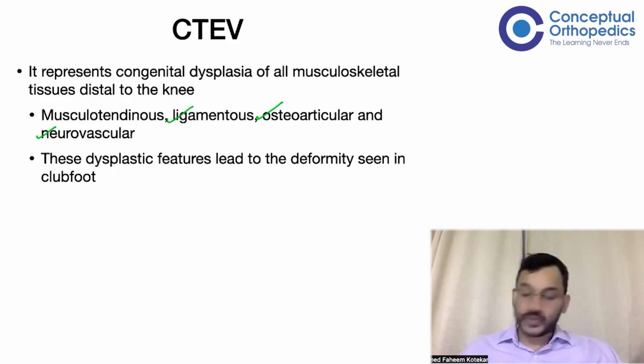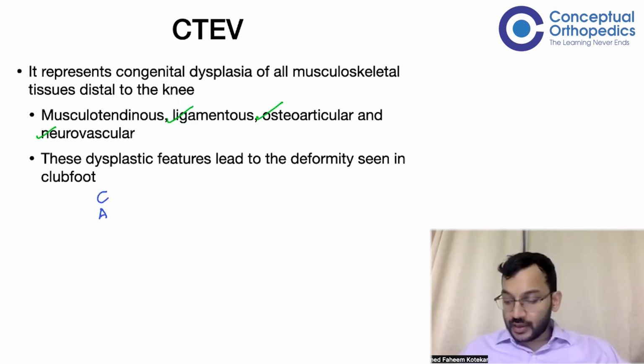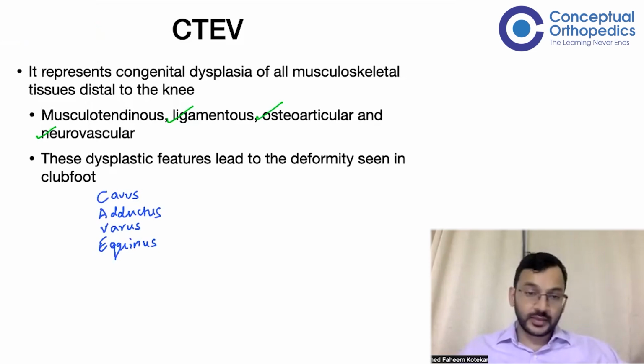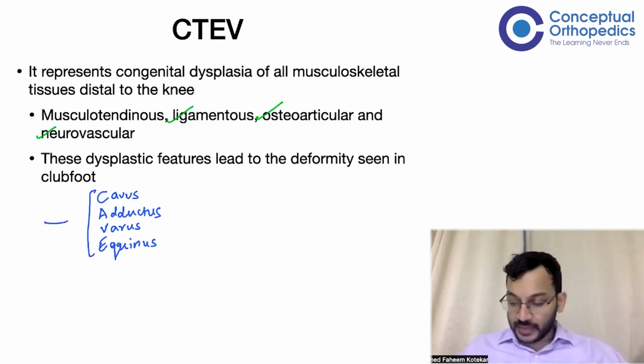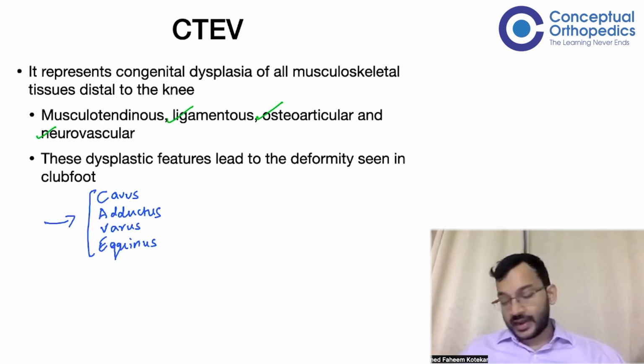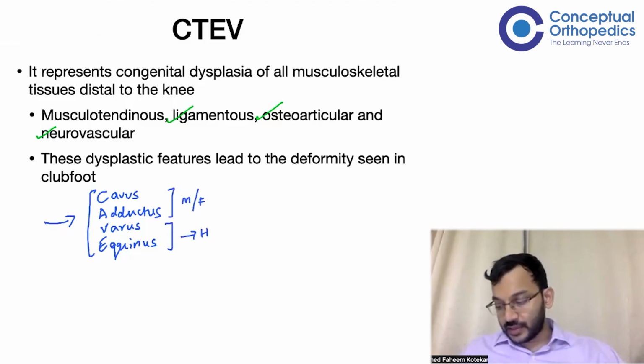And what are the deformities that we see in clubfoot? We can call them by the mnemonic CAVE, that is cavus, adductus, varus, and equinus. So this is something we need to keep asking ourselves repeatedly. What are the deformities? How do we correct it? The mnemonic remains the same, that is cavus, adductus, varus, and equinus. Now cavus and adductus are going to be in the midfoot and the forefoot, whereas varus and equinus are going to be in the hindfoot.